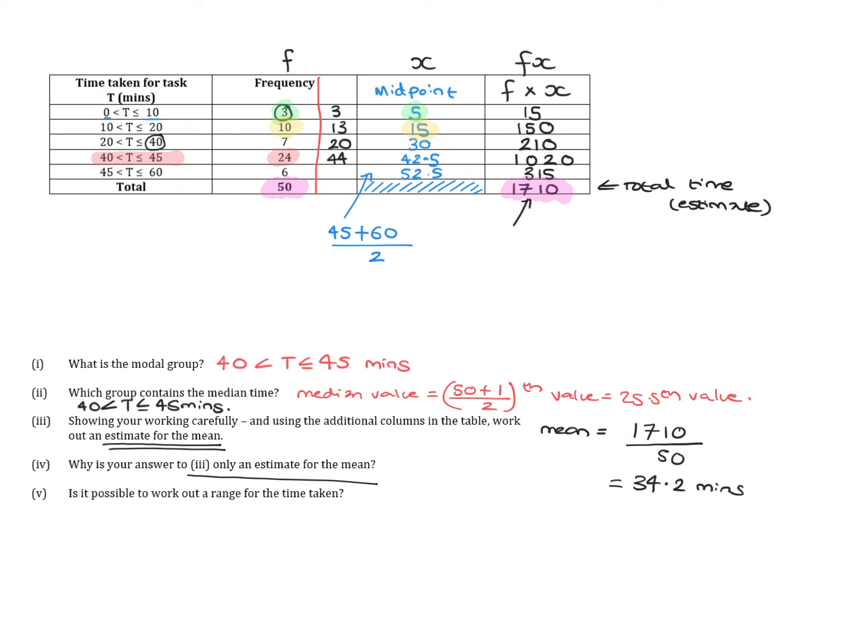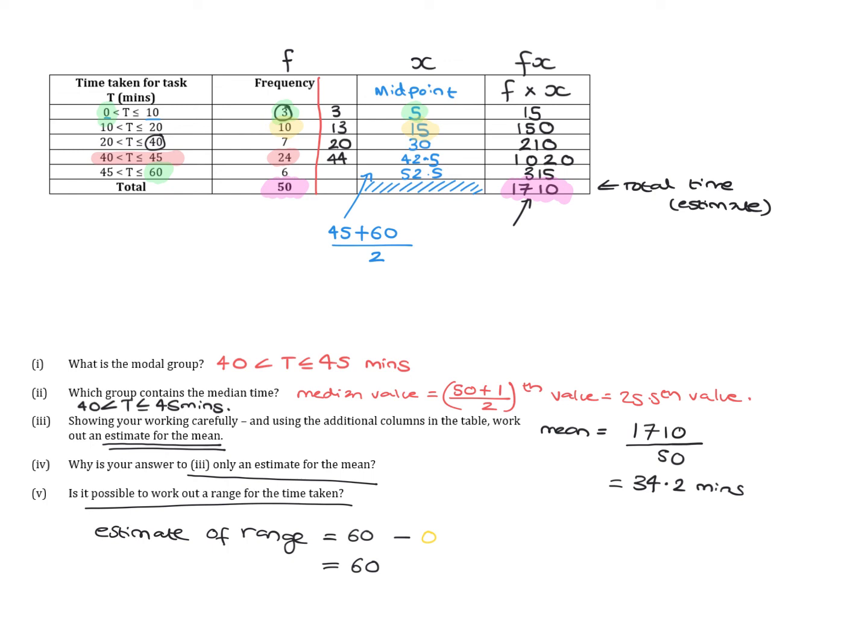Now, the last part of this problem, is it possible to work out a range for the time taken? Well, we can estimate the range by thinking about the largest possible time, which was 60 for the highest group there, and subtract from that the theoretical smallest possible time, which was 0. So that would give us an estimate for the range, which would be equal to 60. Again, an estimate. We don't know that anybody took 60 minutes. We don't know that anyone took 0 minutes, but that's all we can do.